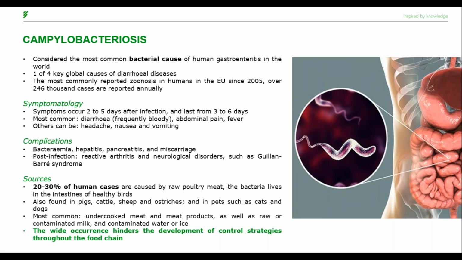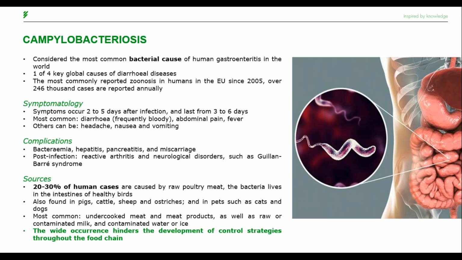The onset of the disease symptoms usually occurs 2 to 5 days after infection with the bacteria, but can range from 1 to 10 days. The most common clinical symptoms of Campylobacter infections include diarrhea, frequently bloody, abdominal pain, fever, headache, nausea, and/or vomiting. The symptoms typically last 3 to 6 days.